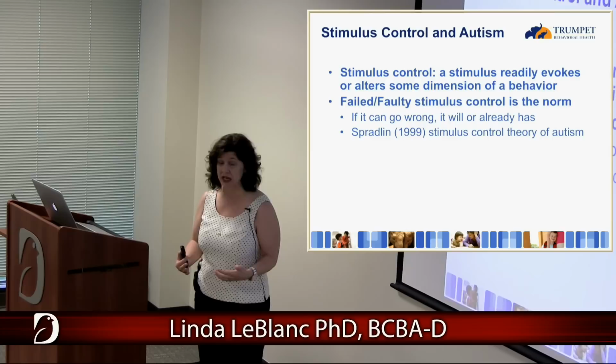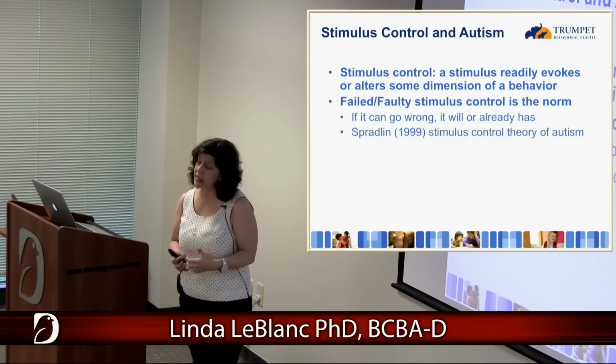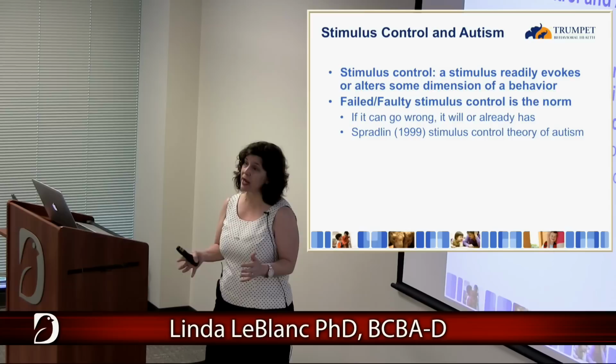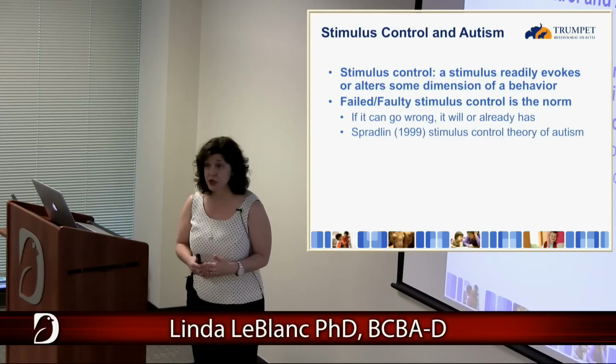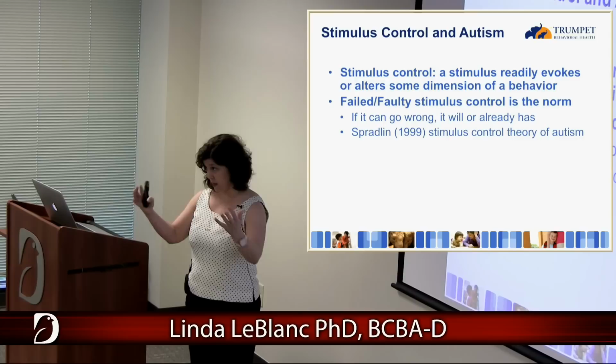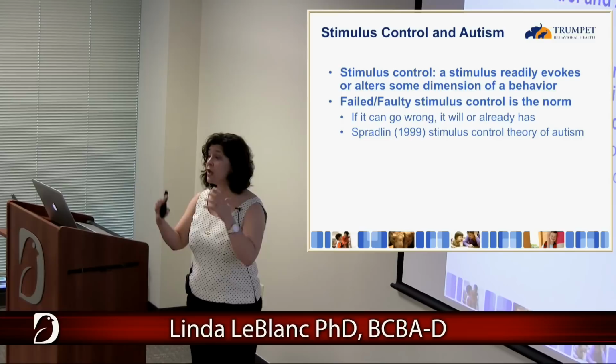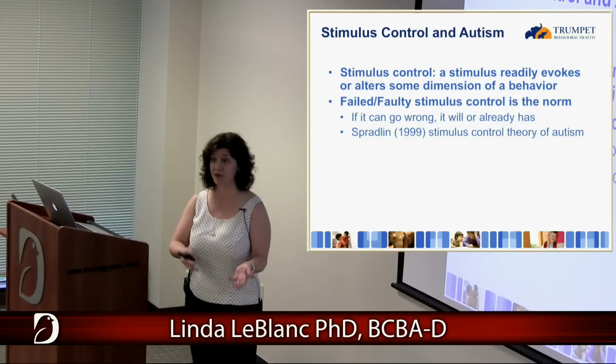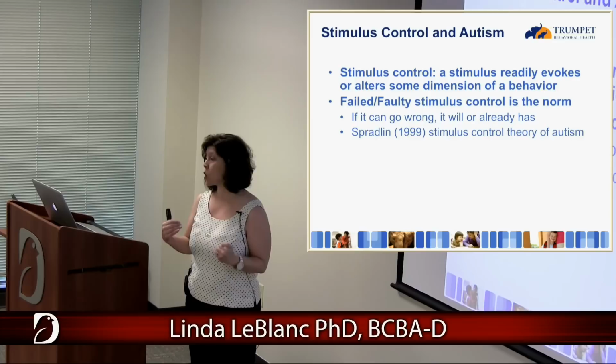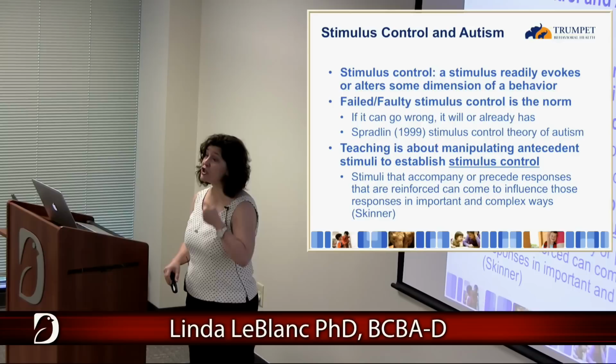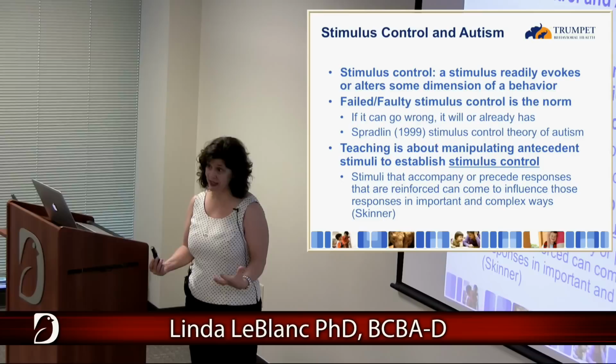So this is so pervasive that Dr. Joe Spradlin in 1999 wrote a book chapter that describes what he refers to as the stimulus control theory of autism. His notion is that all of these core deficits and excessive behaviors that we see in autism can be brought back conceptually as the reason they occur is because of stimulus control failure and stimulus control for the wrong kinds of things. That's really the core deficit for a child with autism. So given that, our job as teachers is about manipulating antecedent events and stimuli in order to establish stimulus control.